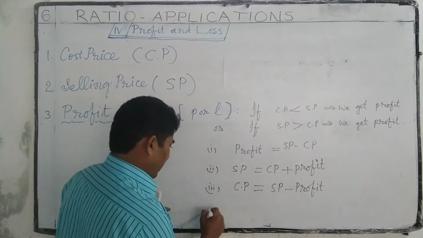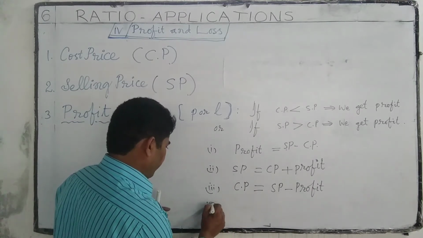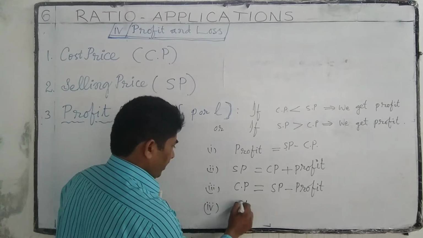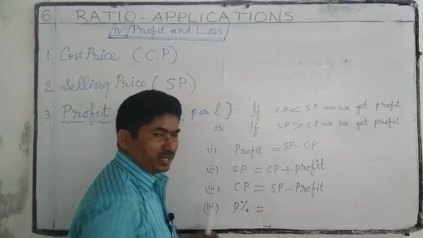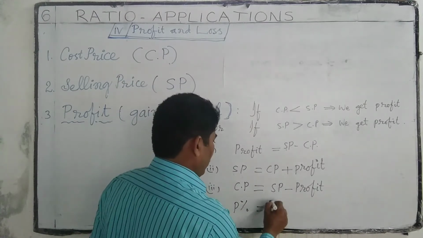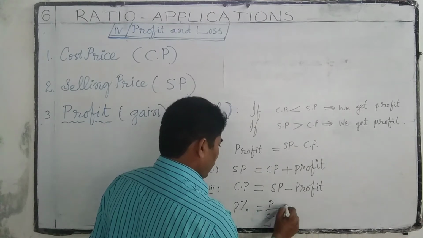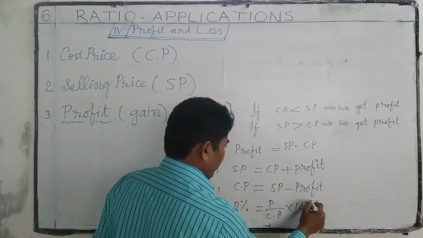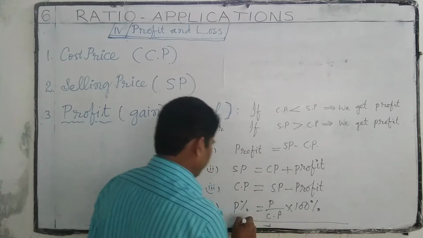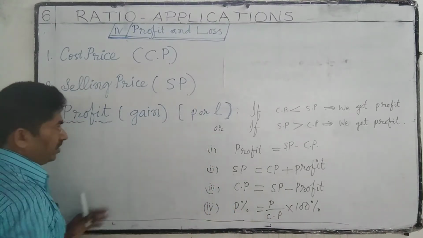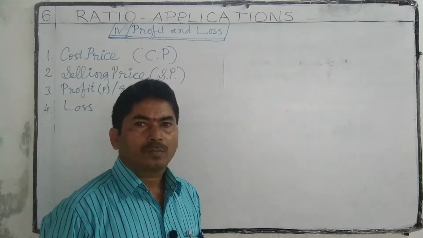And also we can find profit percentage. Profit percentage is equal to profit by cost price into 100%. These are all about profit.